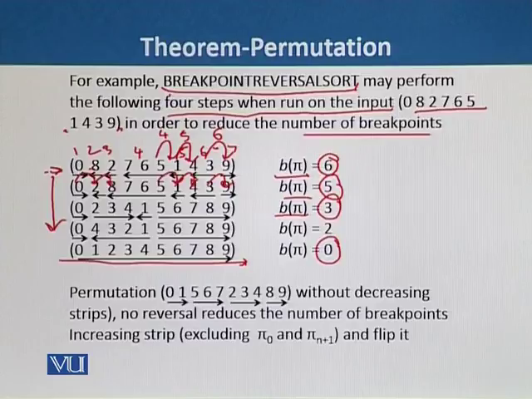So in this case, the breakpoint reversal sort steadily reduces the number of breakpoints in every step of the algorithm. In other cases, for example, the permutation of these elements in this order will have no reversal that reduces the number of breakpoints. For example, we can see here that all of them are in the reverse order, and we cannot reduce the number of breakpoints by applying this breakpoint reversal sort algorithm.